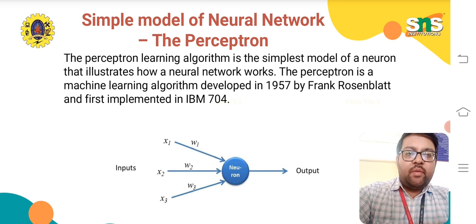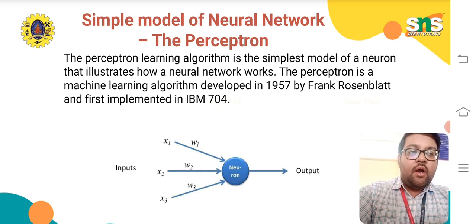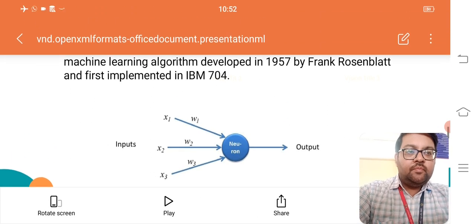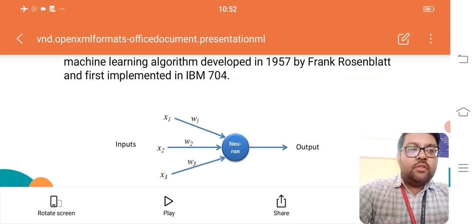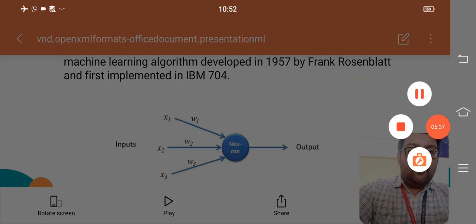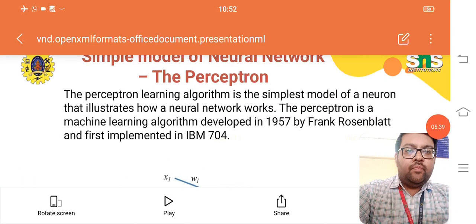So the diagram shows the simple model of a neural network. Here x1, x2, x3 are the inputs, and w1, w2, w3 are the multipliers for the inputs. They are called weights. And x1 into w1, x2 into w2, x3 into w3 all get added and are sent to the neuron, and the output is produced. So this is a simple model of an artificial neural network.